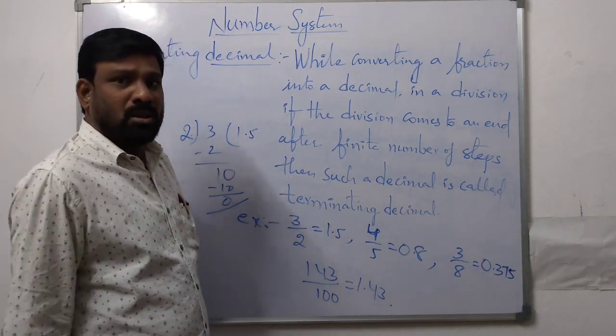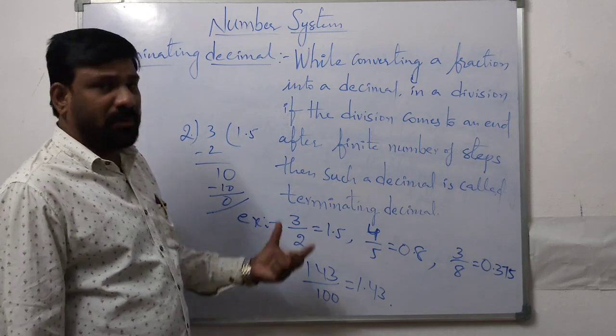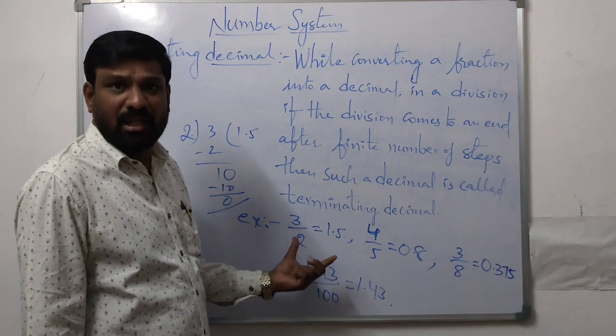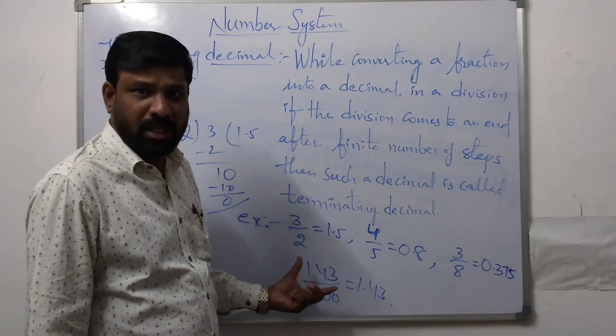Okay. So I hope the definition of the terminating decimal is clear to everybody, right? Okay.